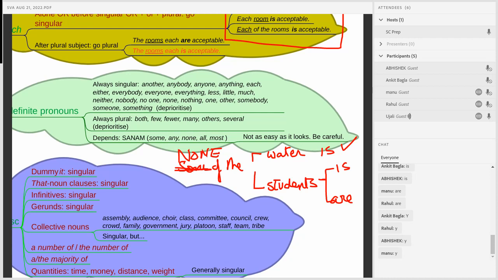If any of the others, barring "none," are plural, then it is plural, and "none" behaves differently. I want you to be careful with all the Sanam pronouns. Some of them, like "some," are much more reliable than others. But it's hard to say. For example, even if I take something like "all," there are situations in which we could come up with exceptions.